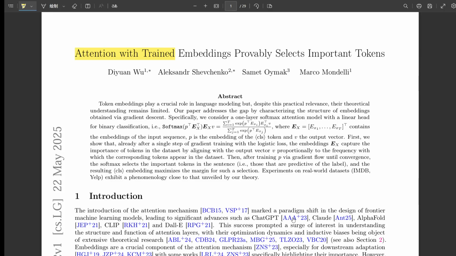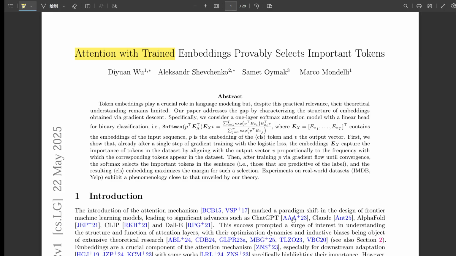Okay, let's set the scene a bit. Token embeddings are everywhere, right? In models you use daily, ChatGPT, Claude, even things like AlphaFold. They're basically numerical representations of words or subwords. Absolutely critical building blocks. But here's the thing the paper points out. Despite how much we use them, the theory behind how they get trained, how they pick up meaning, has been a bit underexplored, or often simplified in previous theoretical work. So this research really tries to tackle that head on.